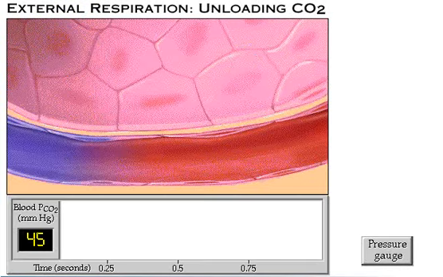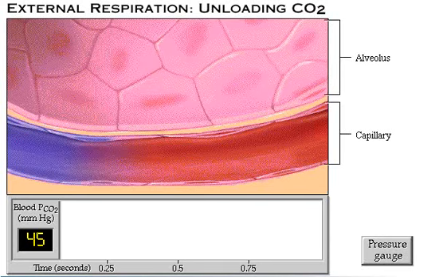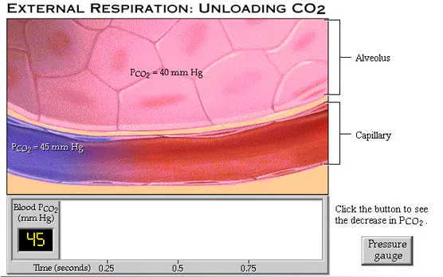Now let's look at the unloading of carbon dioxide from the blood into the alveolus. The PCO2 of the alveolar air is 40 millimeters of mercury. At rest, the PCO2 of the blood entering the pulmonary capillaries is 45 millimeters of mercury. Click the button to see the PCO2 decrease as blood flows past the alveolus.